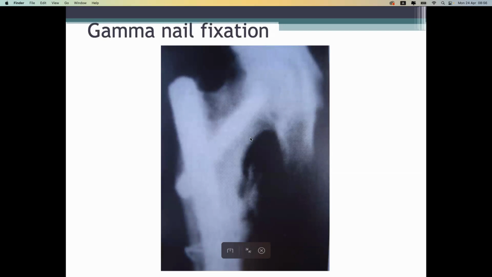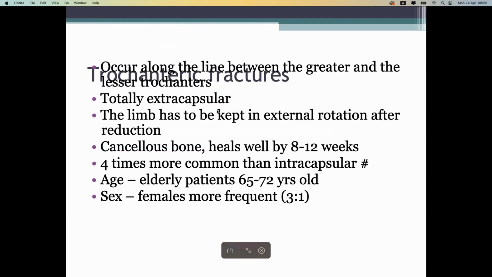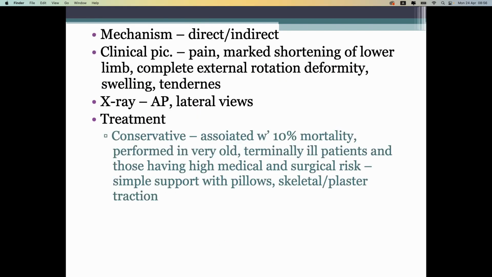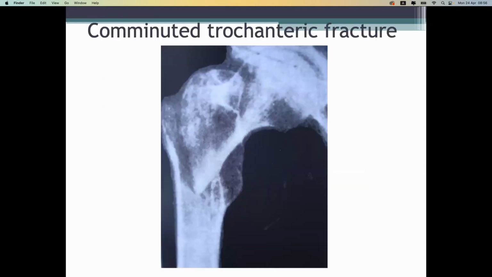Here you see the X-ray picture with the gamma nail fixation. The gamma nail is exactly the same as the intramedullary nail, but it's shorter, okay? Let's talk about the trochanteric fracture. Let's not cover it because it is the same as the trochanteric fracture, and it's actually short, okay? Treatment, non-surgical and surgical treatment.